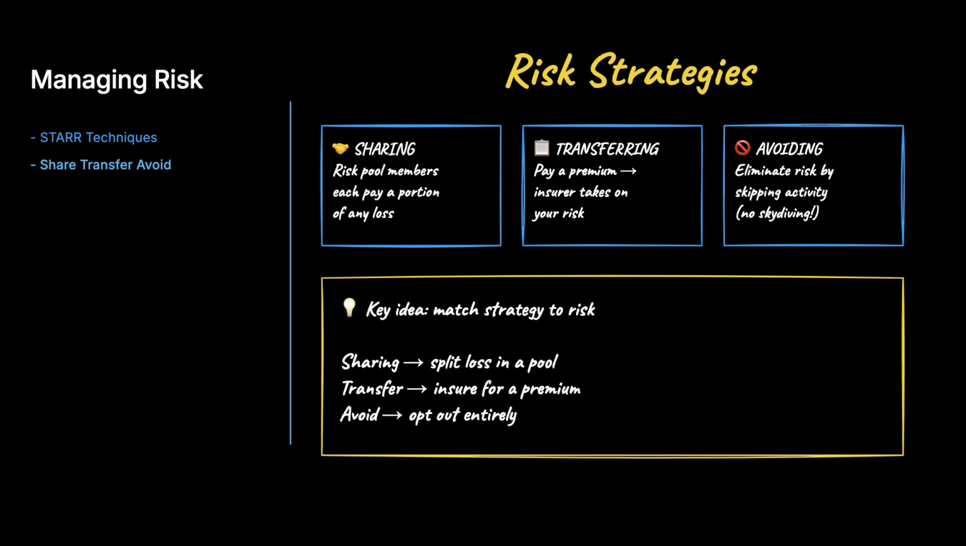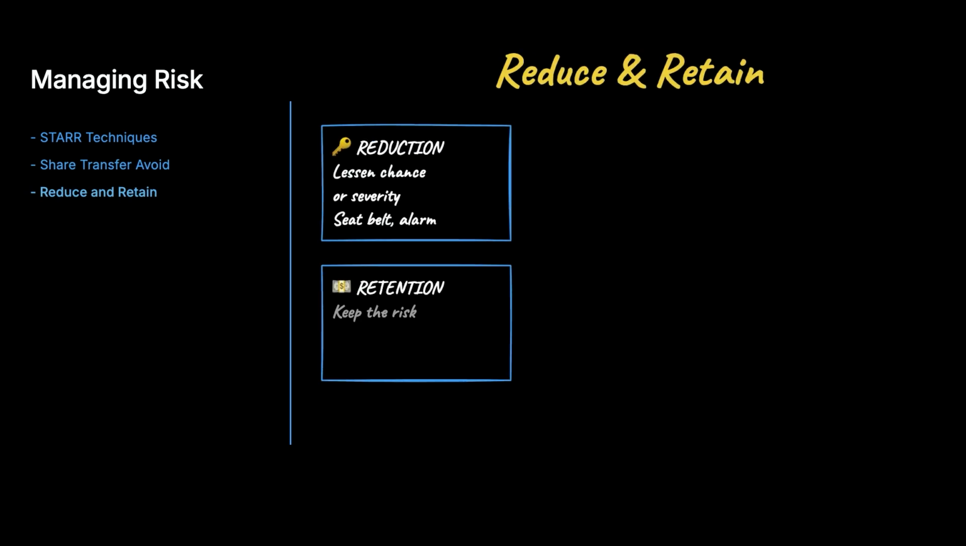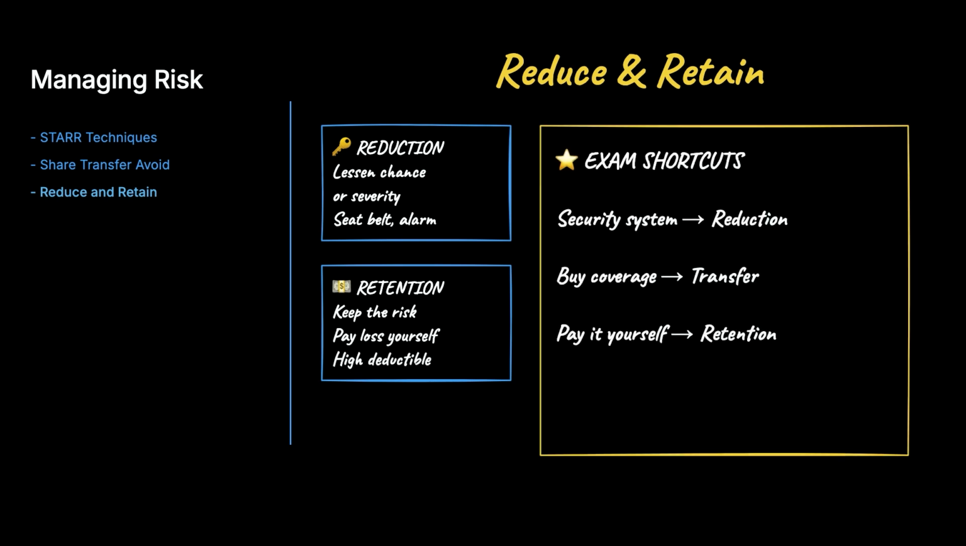Avoiding means eliminating the risk entirely by not doing the activity, like never skydiving. That leaves reducing and retaining. Reducing means lessening the chance or severity of a loss, like wearing seatbelts or installing smoke alarms. Retaining means keeping the risk and paying for any loss yourself, like choosing a high deductible. On the exam, a security system is reduction, buying coverage is transfer, and paying it yourself is retention.